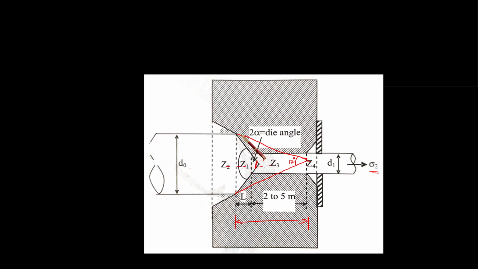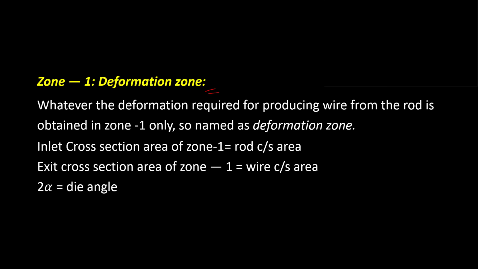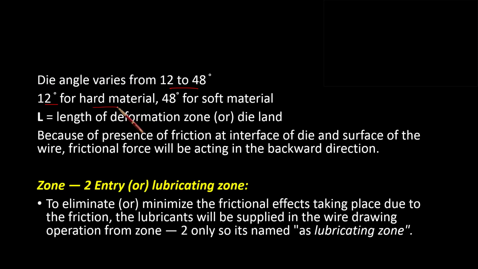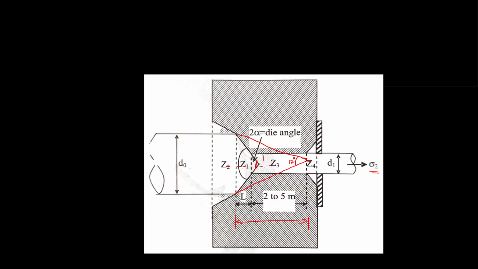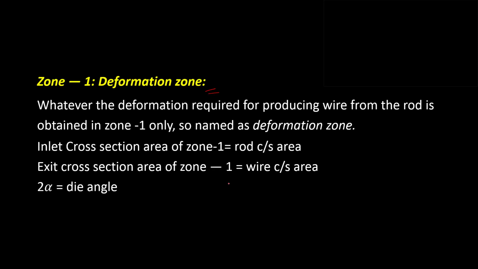That means the deformation rate is very small in the case of 12 degree, and that is required because hard materials are a little bit brittle and it is very difficult to deform them, and that's why the deformation is done very slowly. But for soft material, it is easy to give high deformation, and that's why the angle is 48 degree. What is L? L is the length of the deformation zone. It is also known as die land. As you can see, Z1 from here to here is the length L.